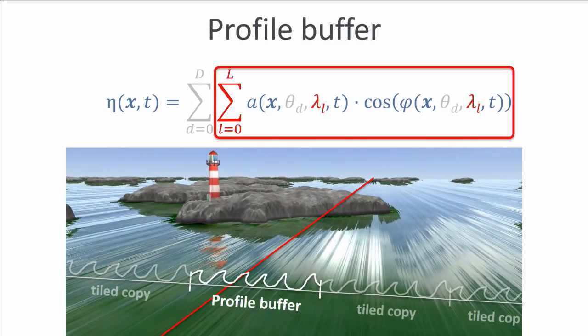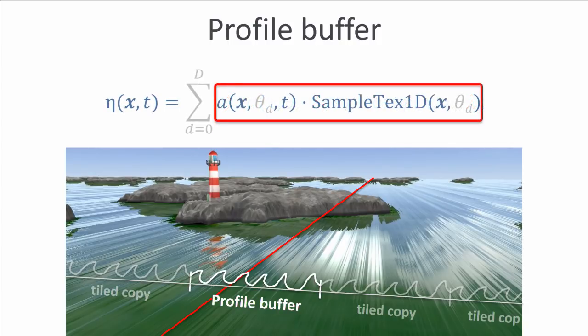Now, the idea is to pre-compute this wave height into what we call a profile buffer, that is simply a 1D texture that happens in every frame. This profile buffer is then aligned in the scene and tiled along the wave direction. Each spatial position now just projects into this alignment and reads the respective texture value. So this essentially replaces the whole inner sum above by a single texture read.